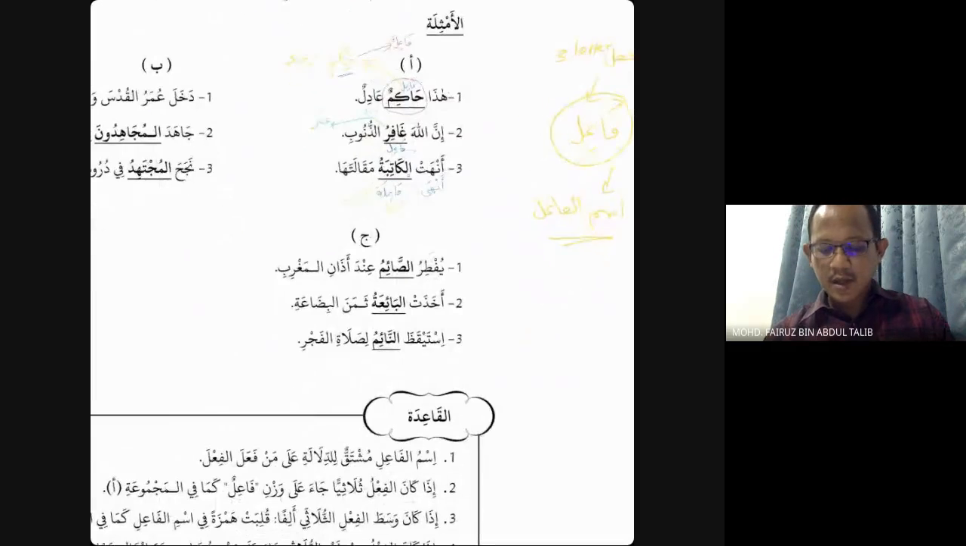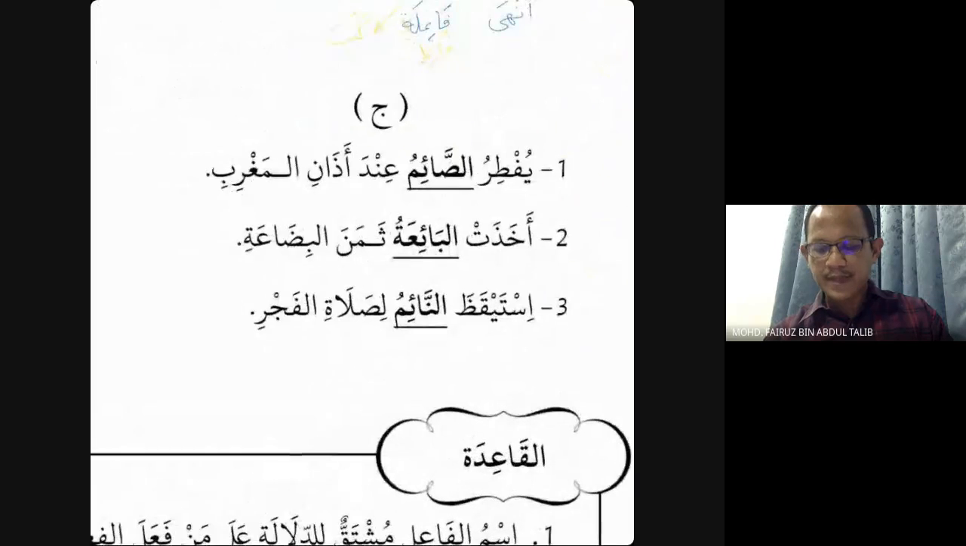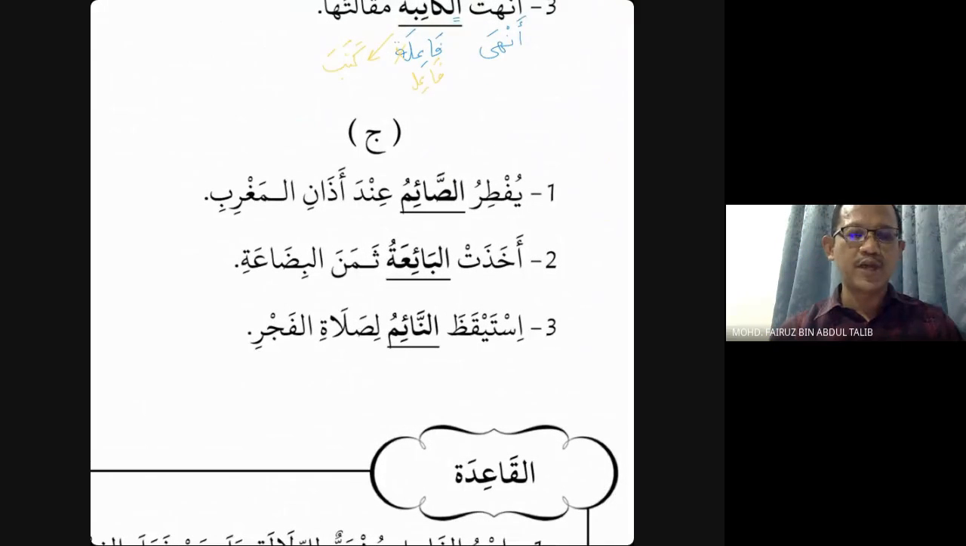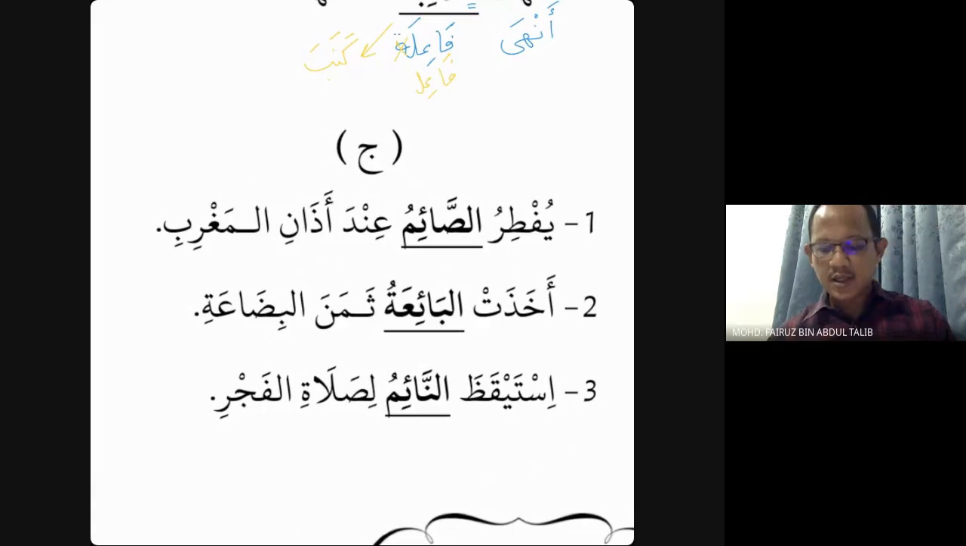Now we look at group Jim. We skip ba, we go straight to Jim. Jim is actually similar to group 1, where the verbs are all 3-letter verbs, except that here we have some changes due to the problematic letters. The three problematic letters: alif, waw, and also ya. If you still remember these three problematic letters, we call them huruf al-illa. So let us look at Jim, the first sentence.